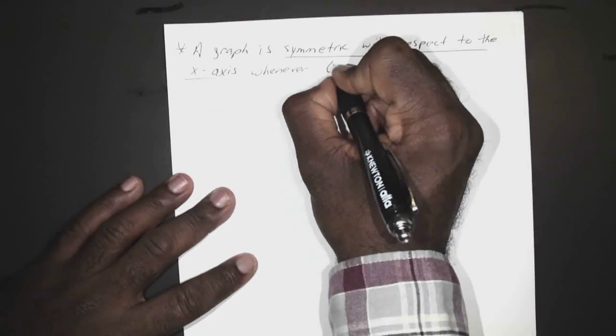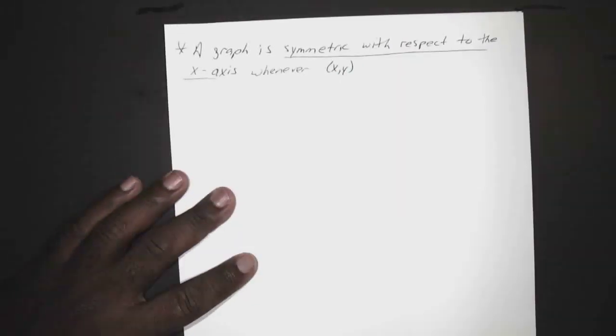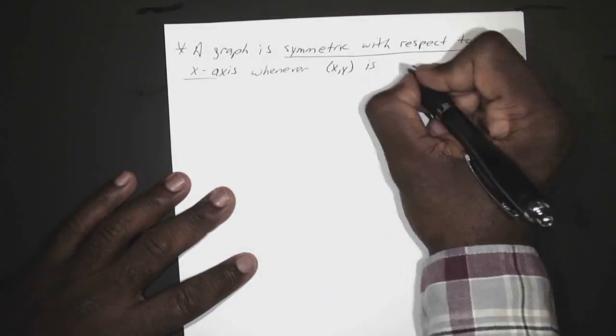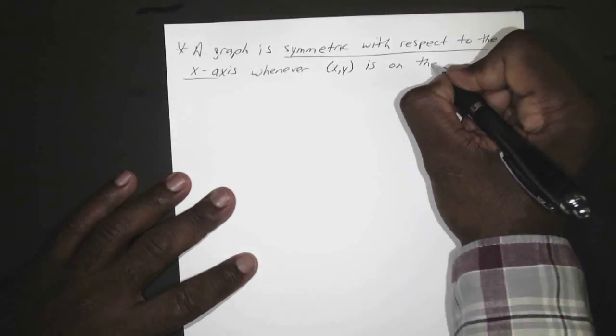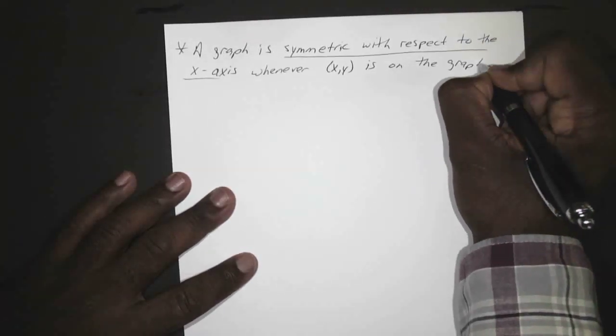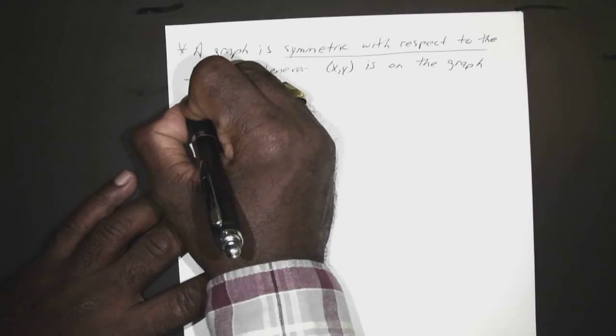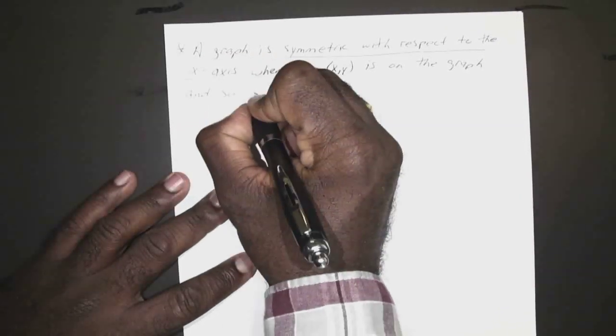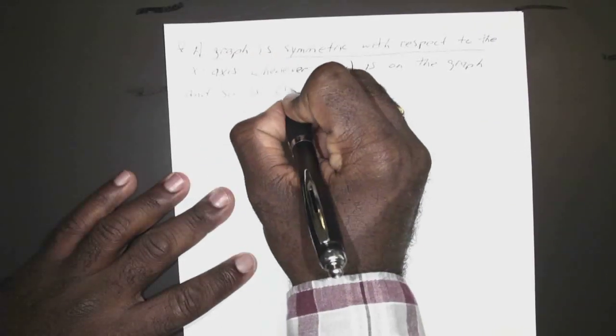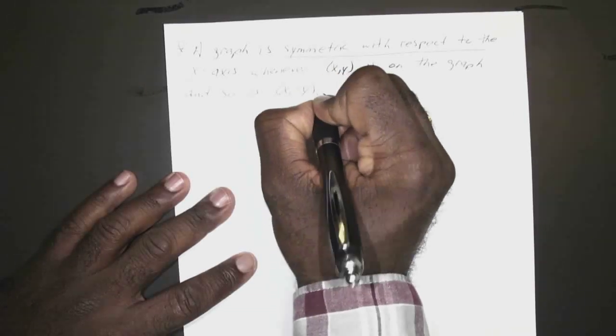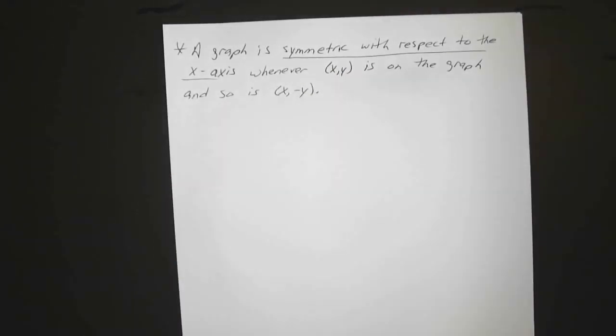Whenever the point x, y is on the graph, and so is x comma negative y. Now, if it's symmetric across the x-axis, it's actually not a function at all. Because if you remember the vertical line test, you'll see that it fails every time.